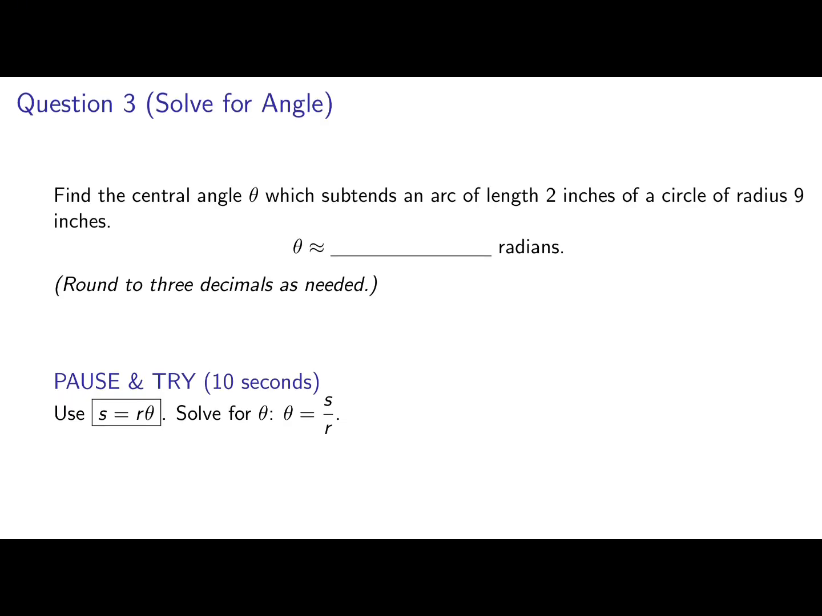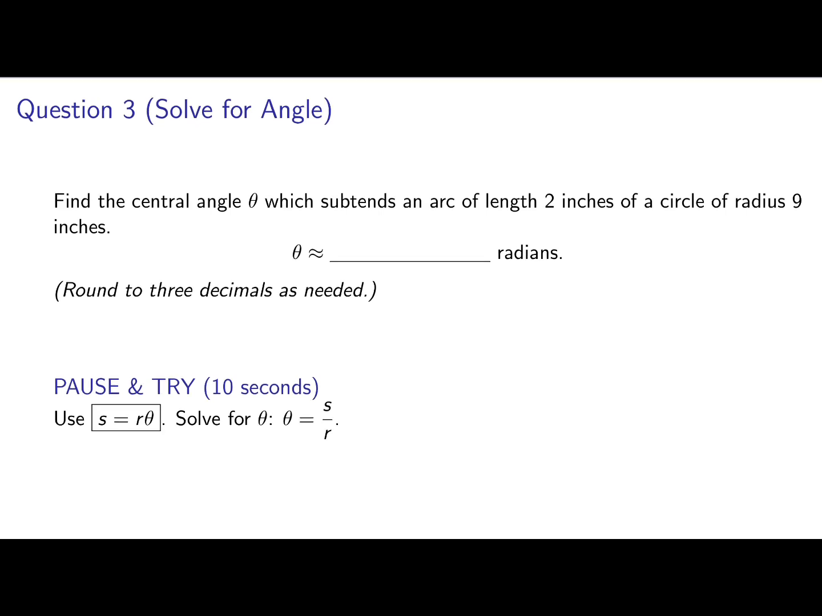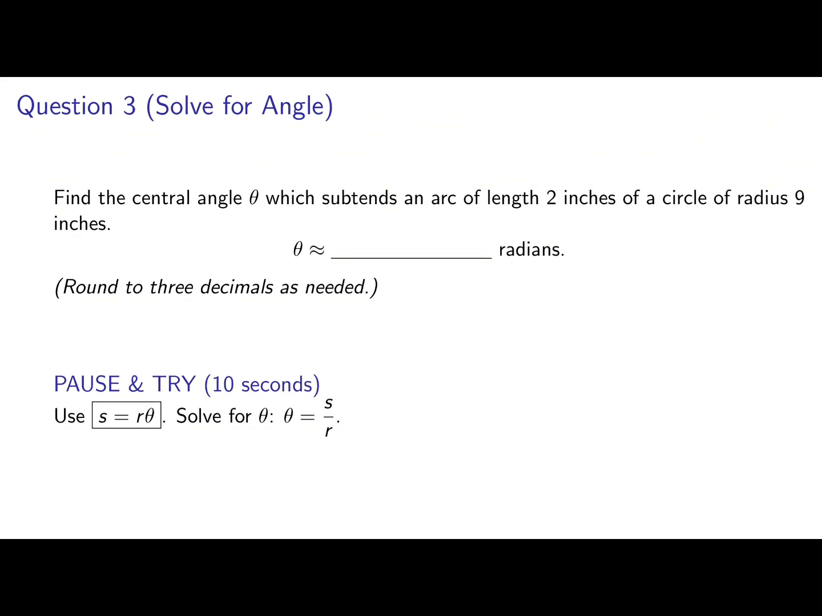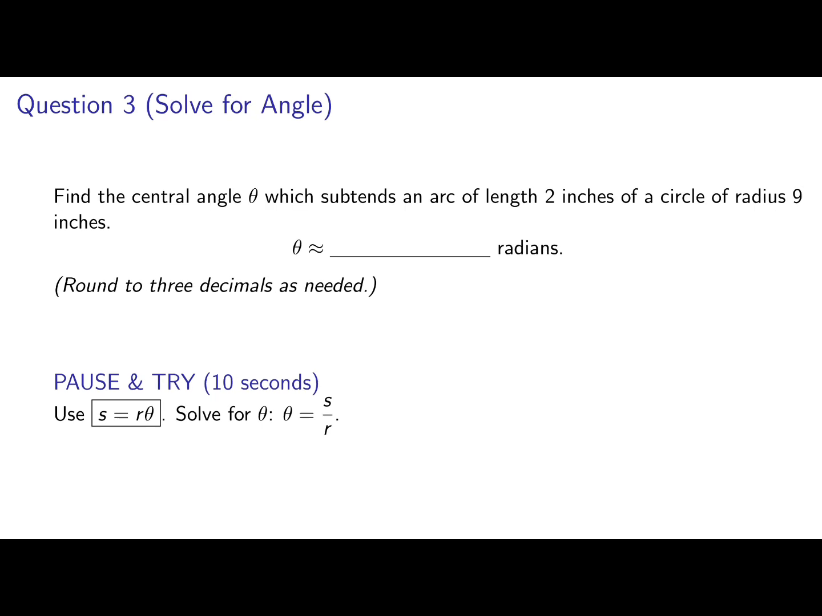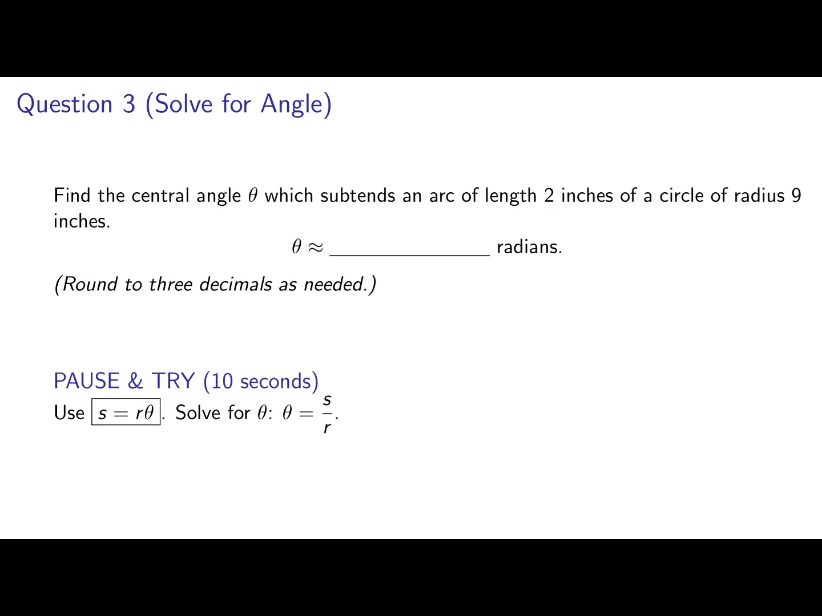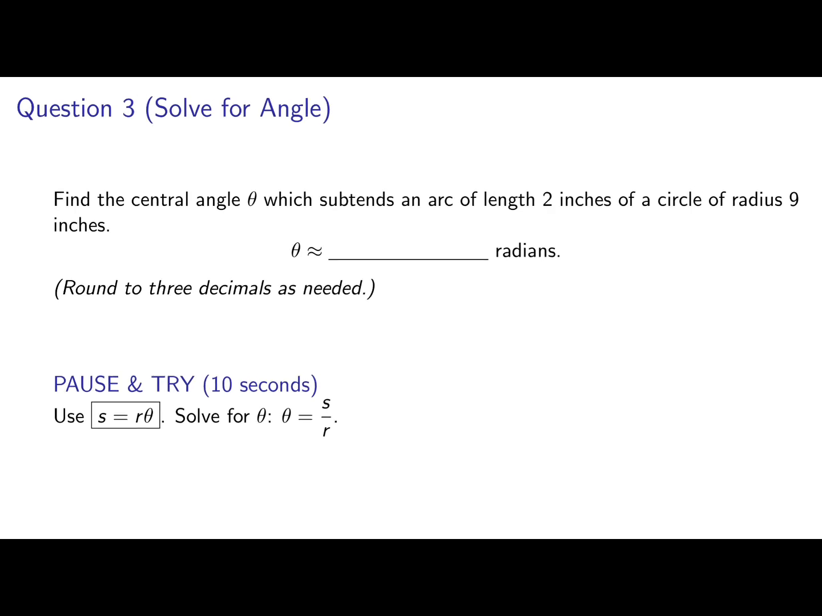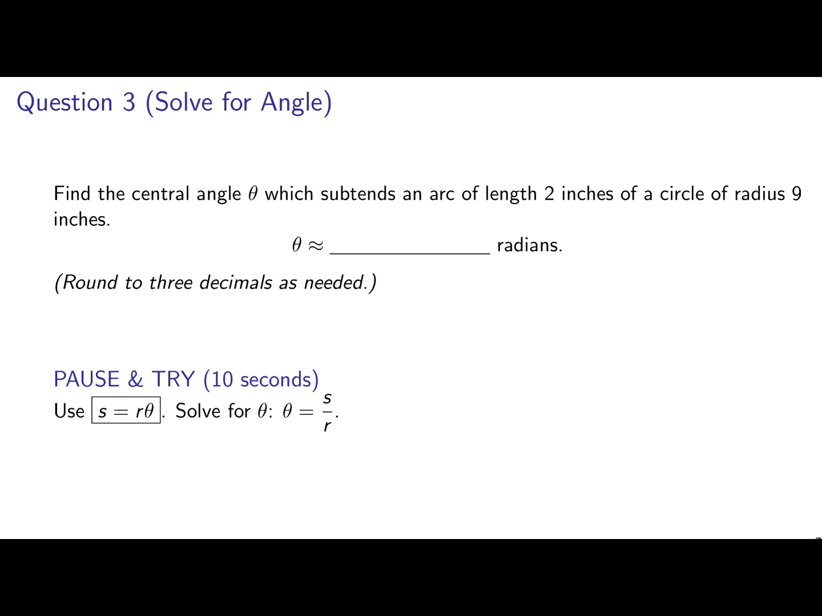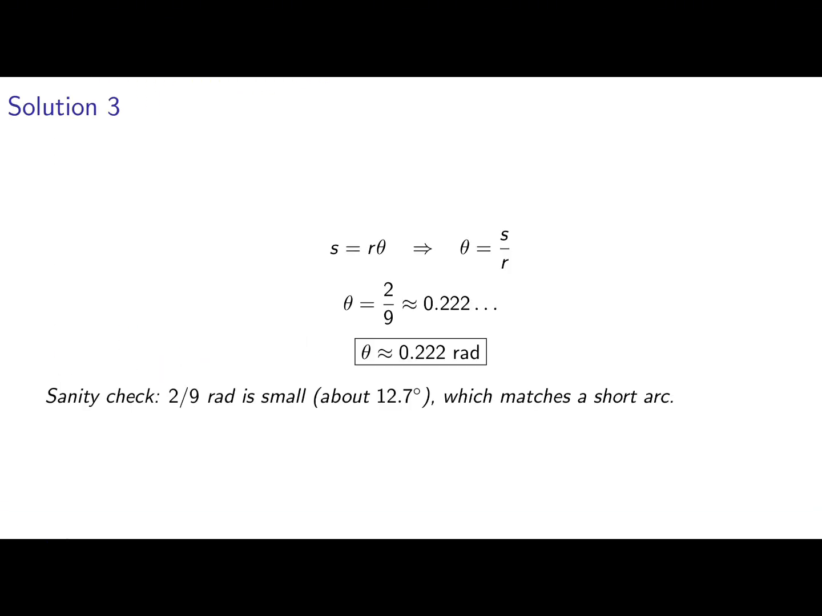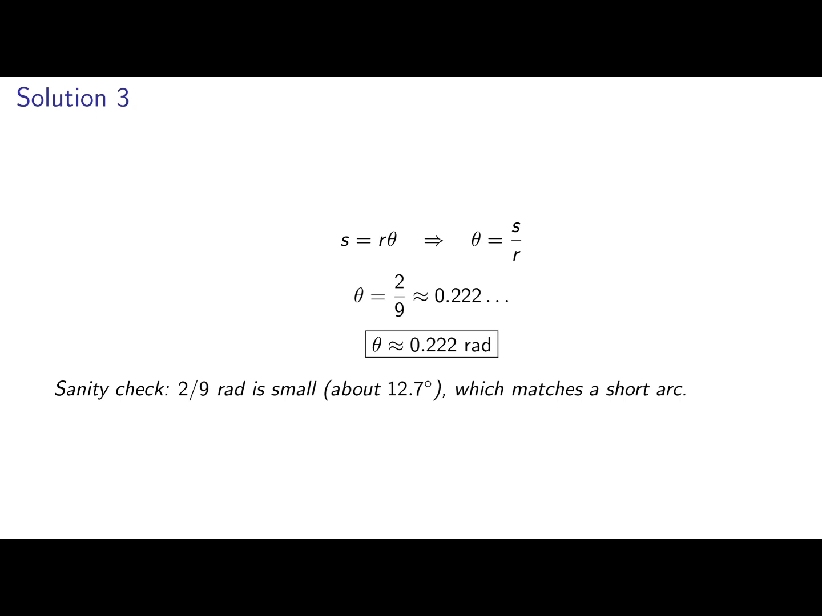In question 3, we are given arc length and radius, and we need the angle theta. Arc length is 2 inches, radius is 9 units. We want to find theta in radians rounded to 3 decimal places. You can pause and try. Use S equals radius multiplied by theta and solve for theta. Let's try it together. From S equals radius multiplied by theta, we divide throughout by the radius, so theta is S over radius. So we have 2/9. You can punch this on a calculator, which is 0.222.